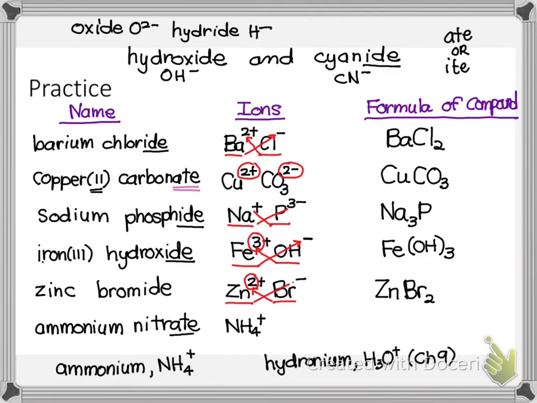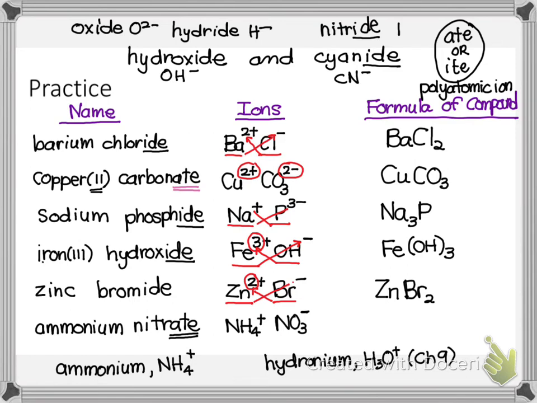Now if you see nitrate, look, this is ATE. And remember, I mentioned if you have ATE or ITE, you're a polyatomic ion. And so nitrate is NO3 with a negative 1. Now I'm going to write up here nitride, which is IDE. That would be with nitrogen. So that's nitrogen, which is in group 5A, so it would have a 3 minus.